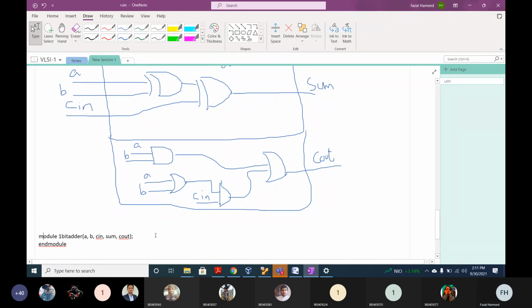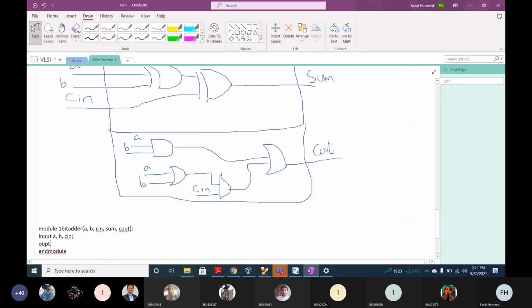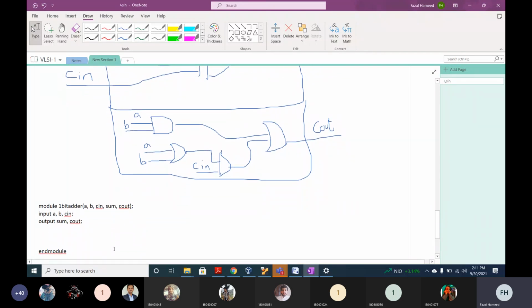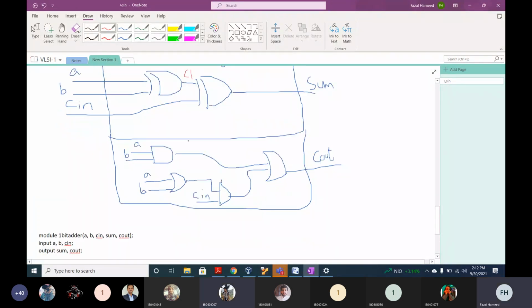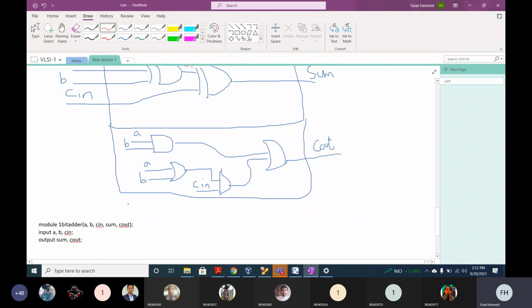So the input is A, B, C in. The output is sum, C out. Am I right? Yes, sir. We are also using some external signal. जी कौन सिग्नल हो सकते हैं? C1. Am I right? How can I write the code? What should be the code now?